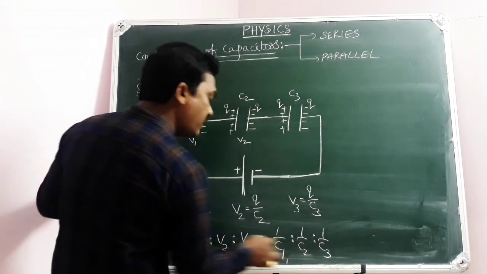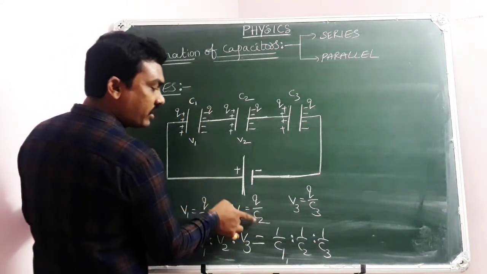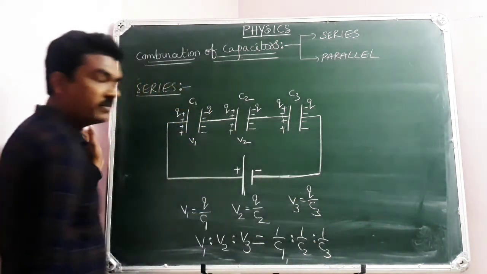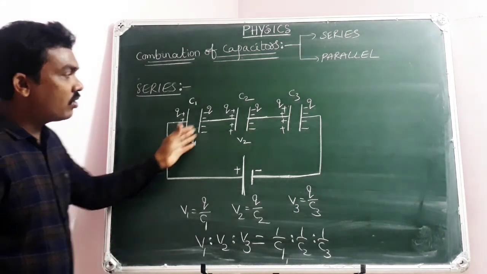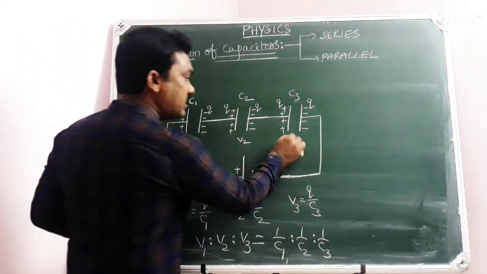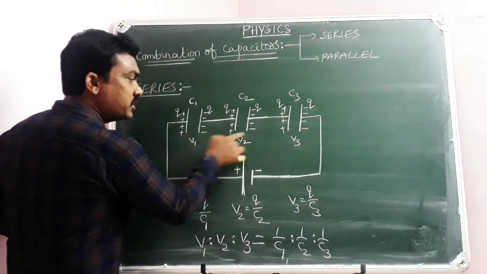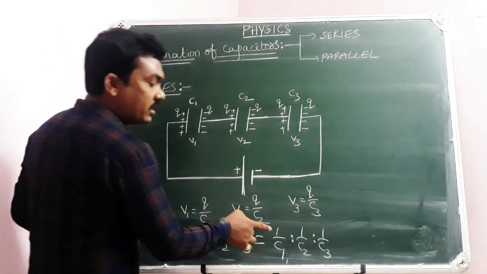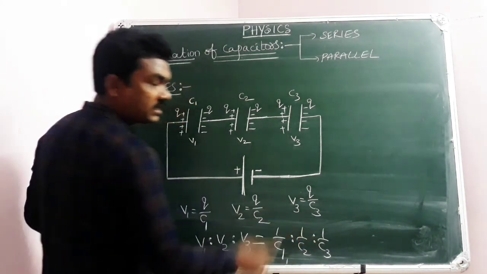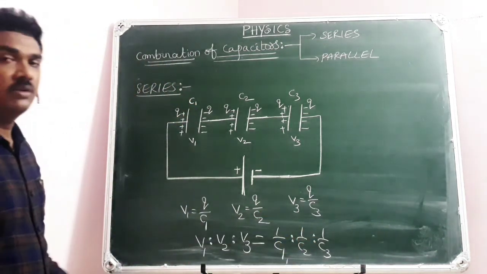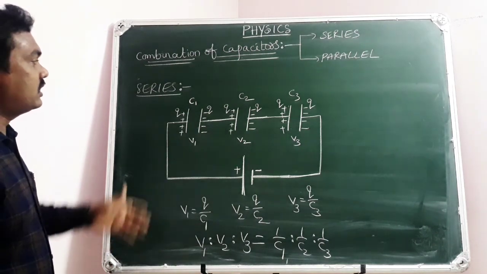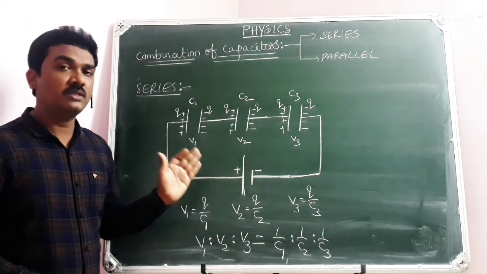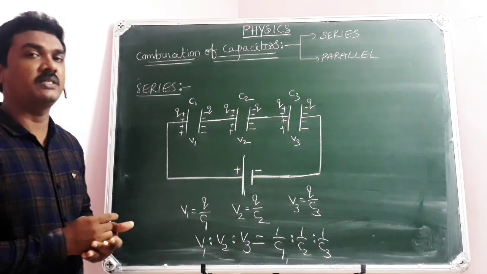V1 is to V2 is to V3 equal to 1 by C1 is to 1 by C2 is to 1 by C3. When two or more capacitors are in series, the ratio of the potential differences among all the capacitors will be equal to the inverse ratio of their capacities. This is what you need to understand. So this is all introduction to the combination of capacitors in series.